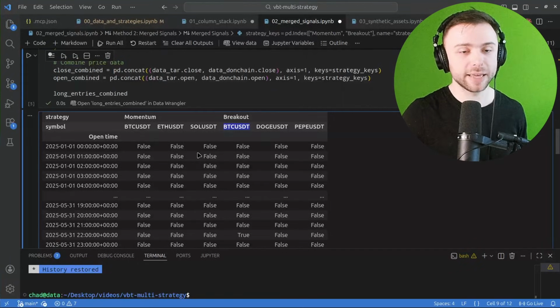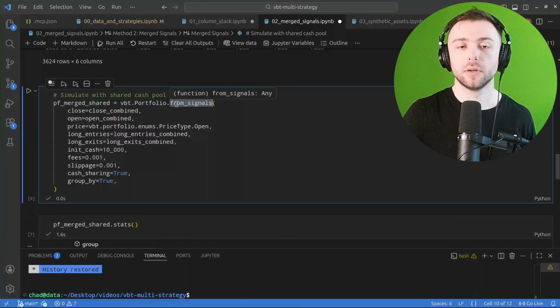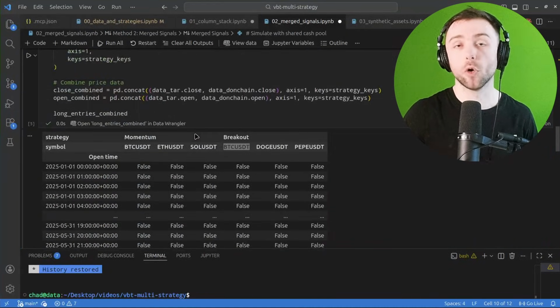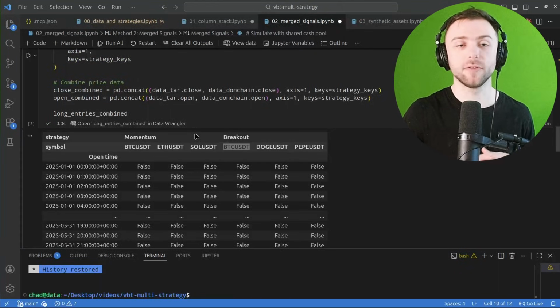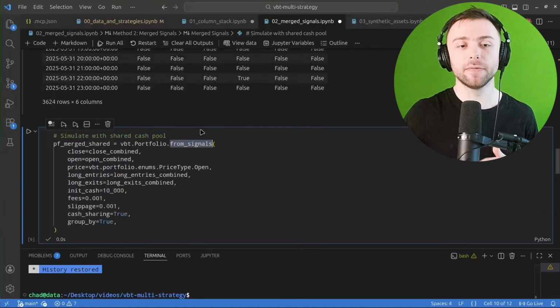So now we're simulating the whole thing in just one call of from_signals. Now this does force us to use the same simulation function for both of them, so that could be a problem if you want to use different simulation functions. But this does immediately let us have some cool behavior.